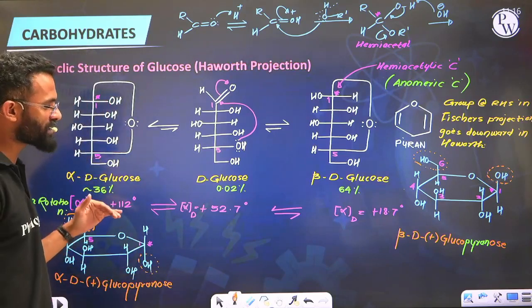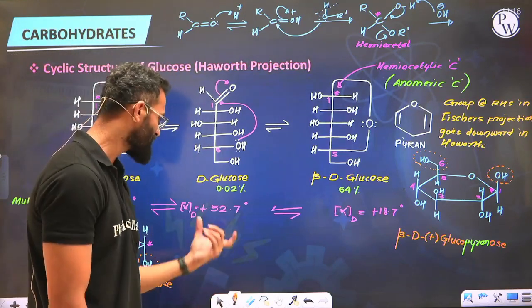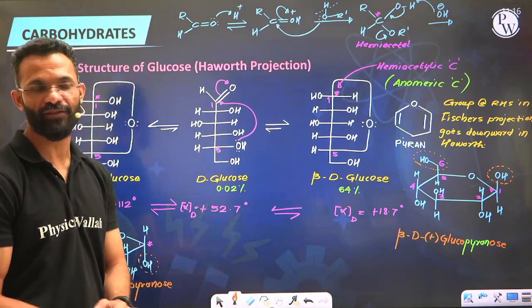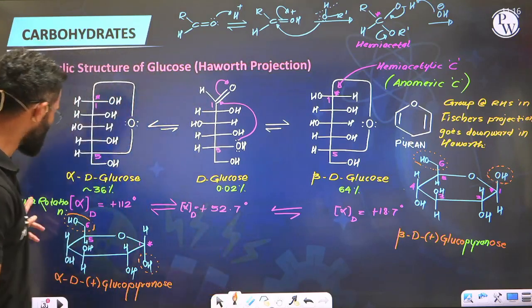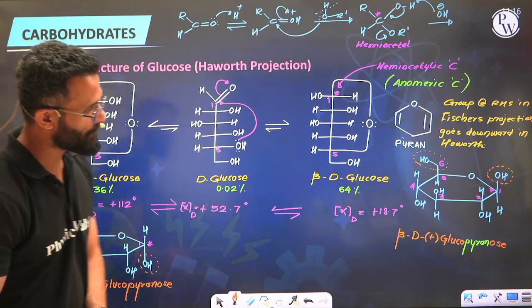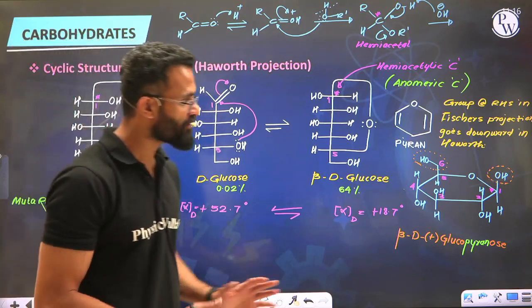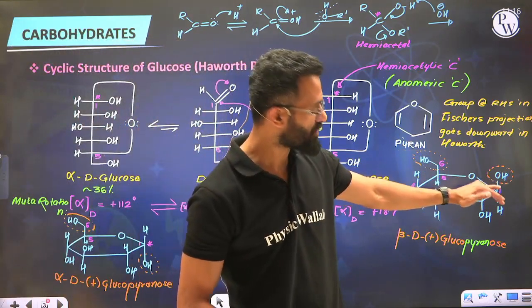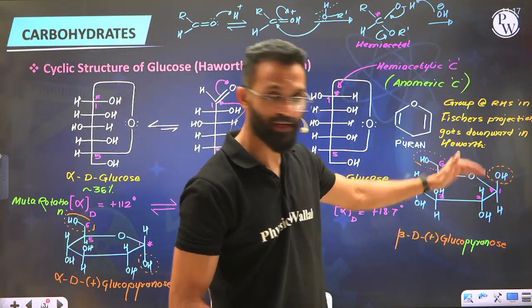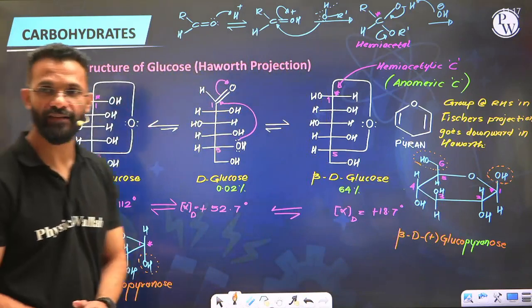If you allow it to settle for some time, the optical rotation will gradually change and settle at the equilibrium value. This gradual change in the specific rotation is what you call mutarotation. Then we learn how to draw the Haworth projection of alpha and beta anomers. Make sure in alpha, CH2OH and OH are on the opposite sides of the plane of the ring. In beta, they are on the same side of the plane.